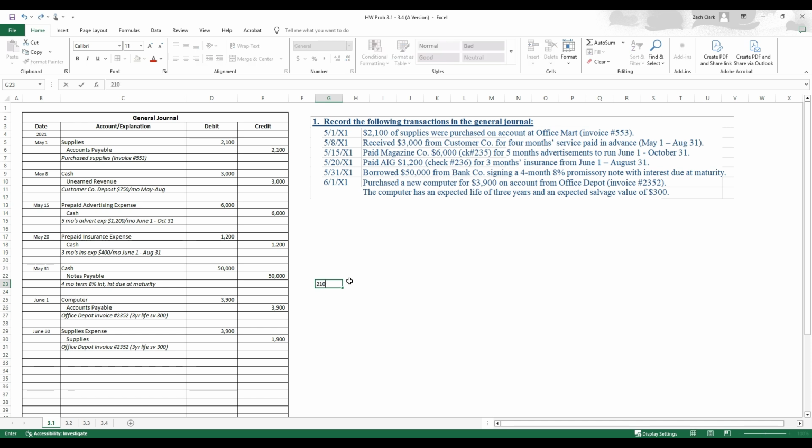So just to kind of show, right, this was purchased, or I'll put supplies purchased on May 1. And now just to kind of prove to ourselves here, let me link that, that the math works.